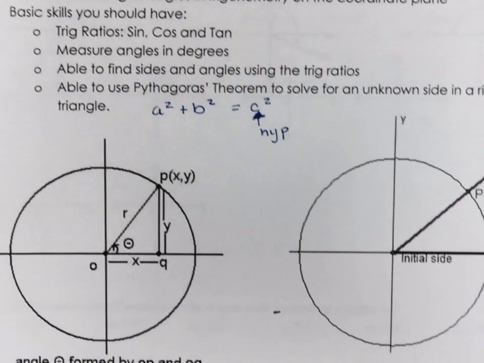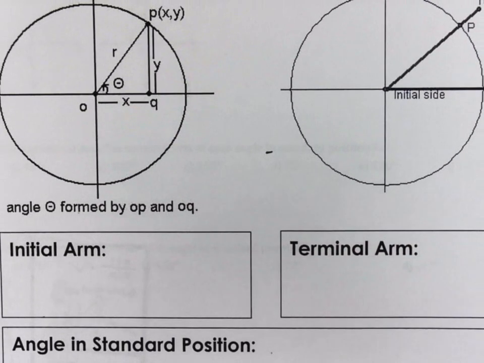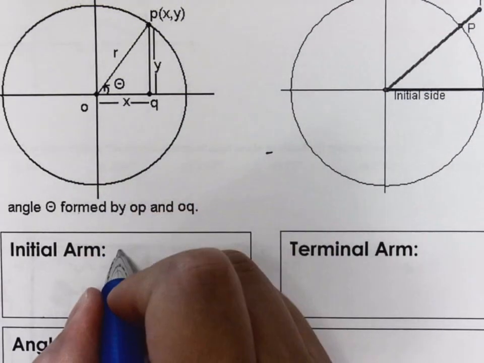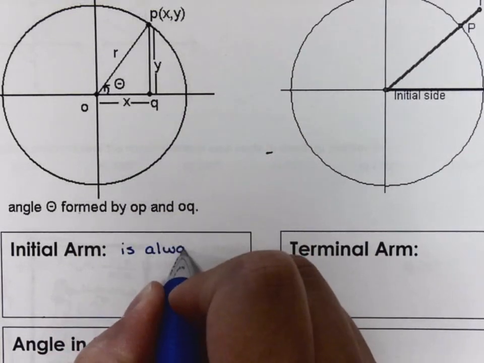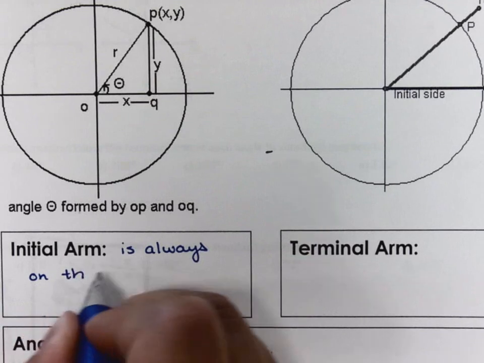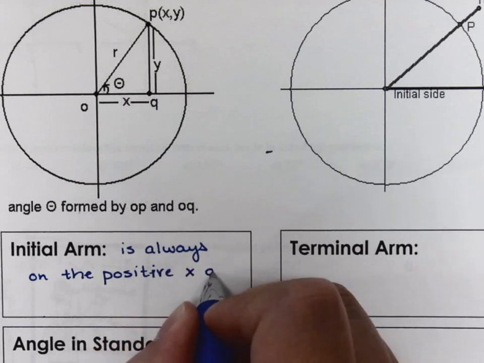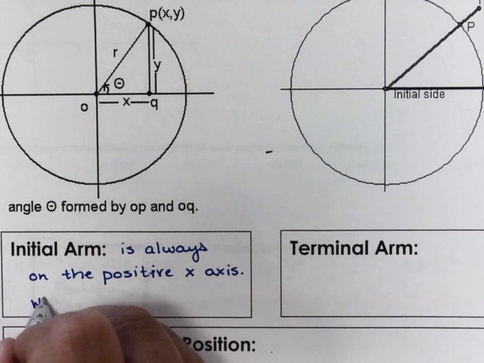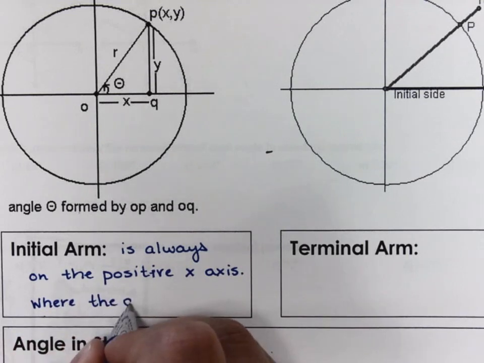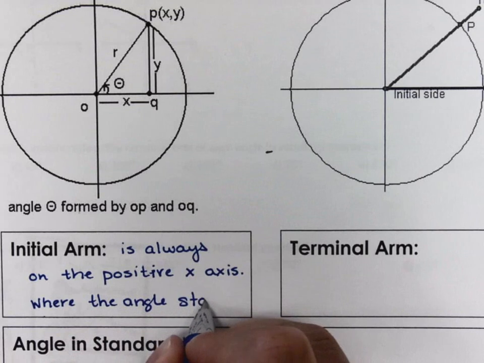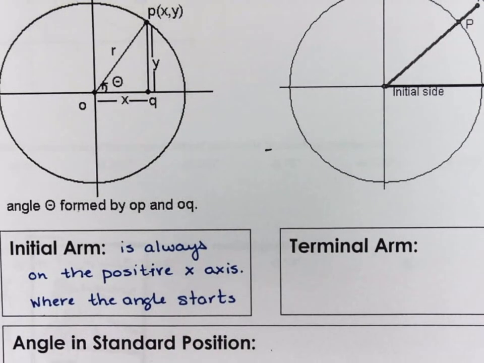Okay, so we've got some new things to learn. Okay, so the initial arm, we're going to talk about initial, terminal, things like that. So the initial arm is always on the positive x-axis. So always on the positive x-axis, that's where the initial arm always is. It doesn't move from there. It's where the angle starts, okay?